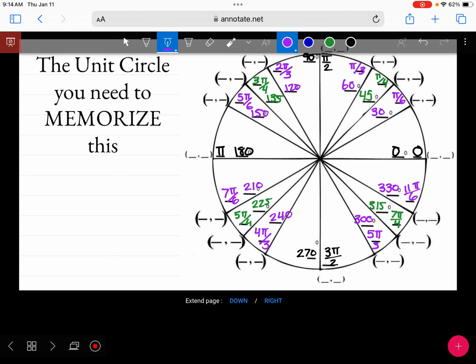There are some people who just do this first quarter and then do some reflections to fill this in, or just adding 90s or whatever. So there's lots of different ways. If you did not like that or it felt awkward and weird, a lot awkward and weird, not just a little, check on YouTube and search unit circle. There are 50 million videos.